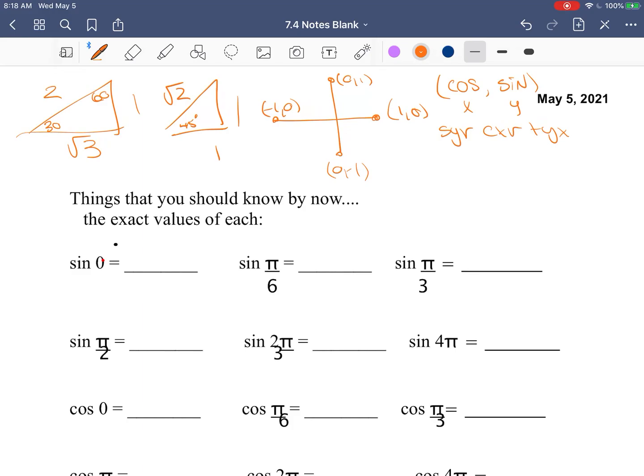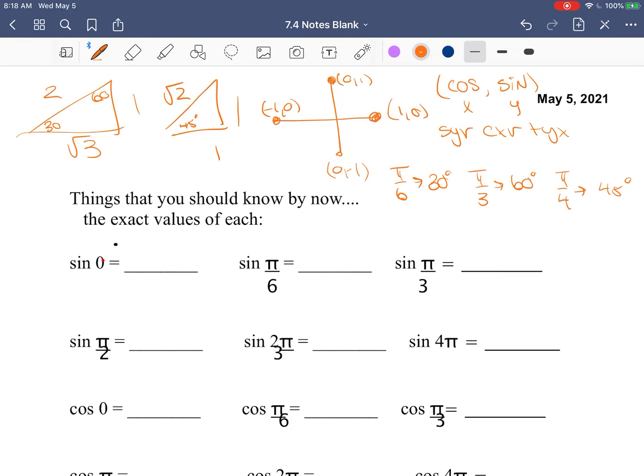we also know SOHCAHTOA. Other important things is if we want to remember what our radian values are. Well, radians, anything that is a pi over 6 is a 30-degree reference angle. Anything that's pi over 3 is a 60-degree reference angle, and anything pi over 4 is a 45-degree reference angle. The pi over 2s, that is our quadrantal values.